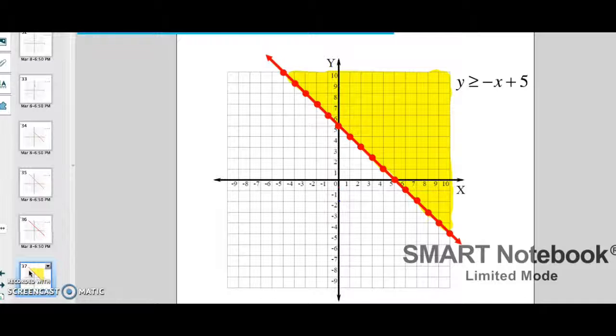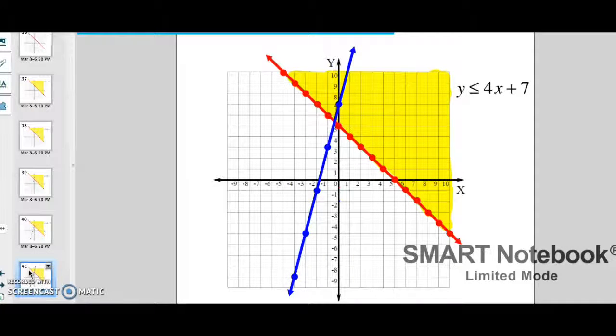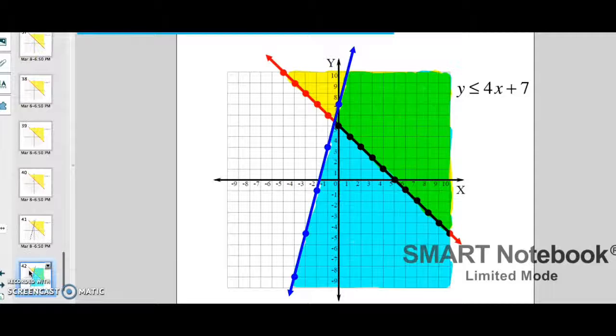For my second inequality, I have y is less than or equal to 4x plus 7. So I have a y-intercept of 7, then since I have a slope of 4, I cannot go up 4 to the right 1, so I have to reverse it by going down 4 to the left 1, and I'll do that till I reach the edge of the graph. It has a line under it, so it will be a solid line. Less than would be shaded below it, and then this green portion is my solution.